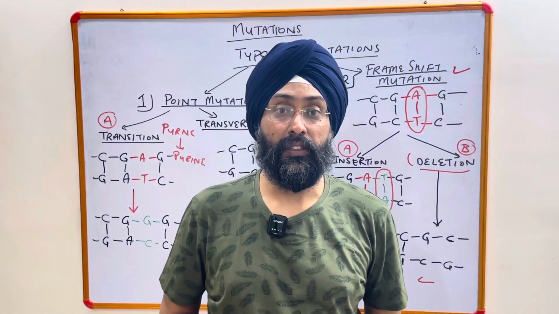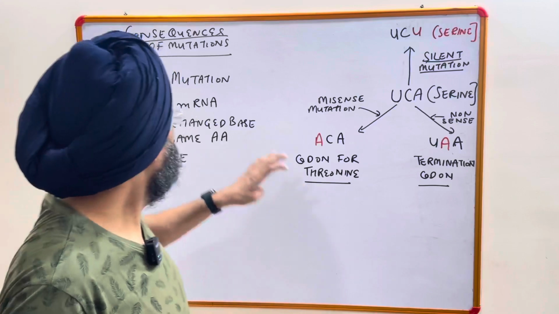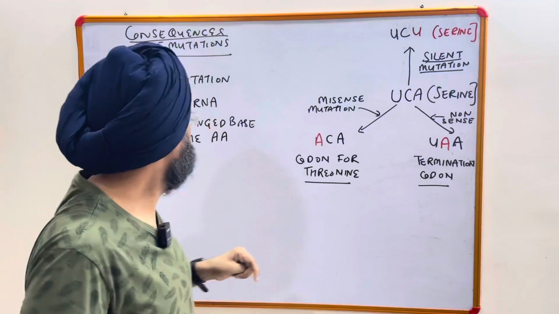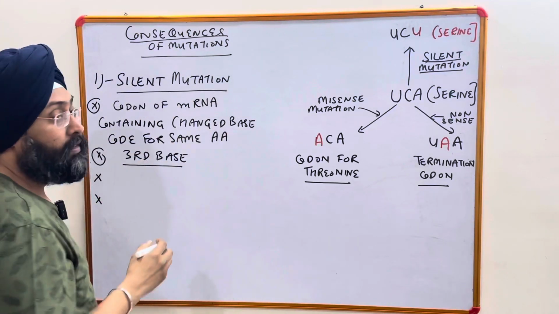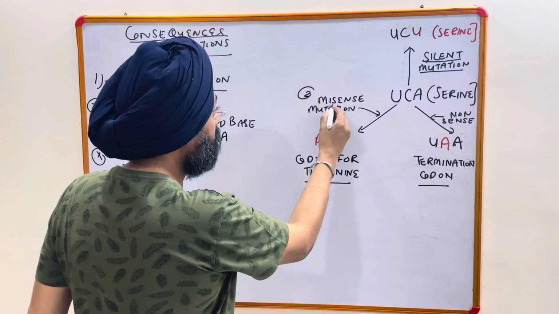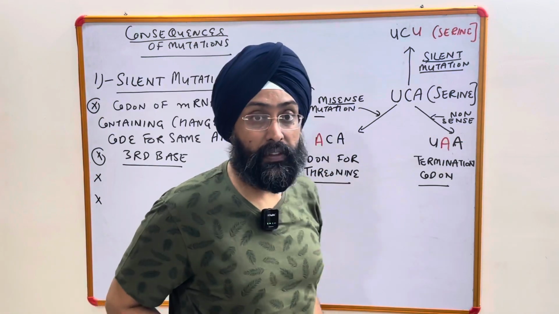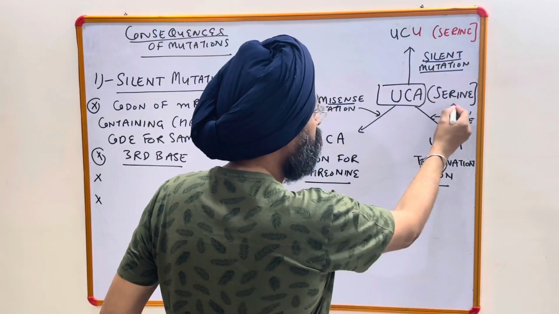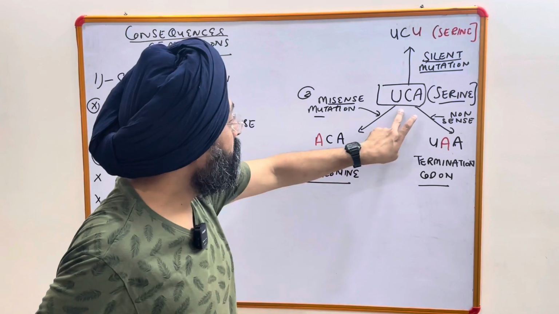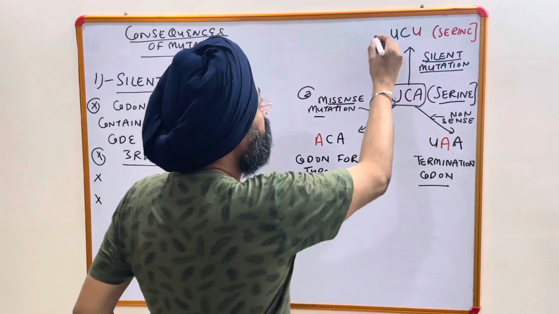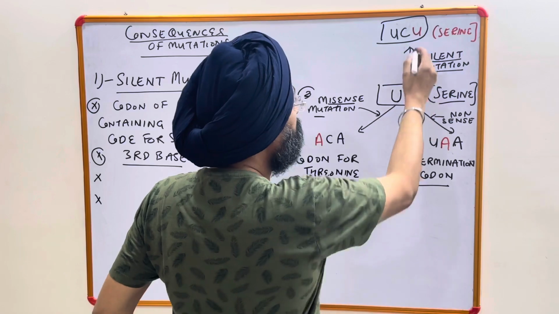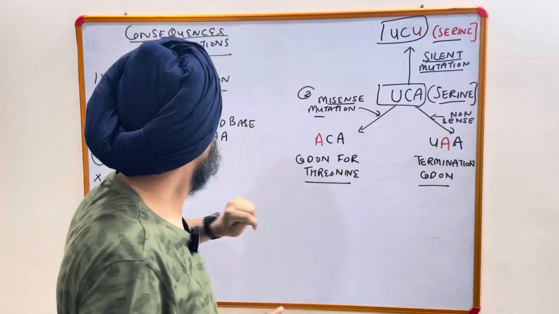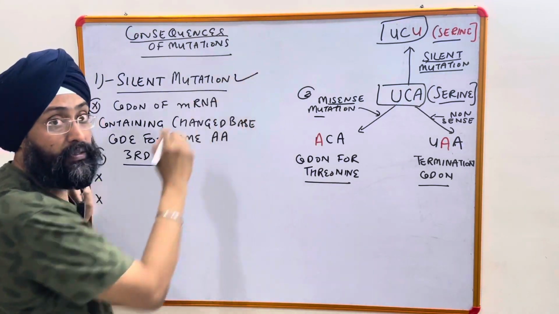Now we'll start with consequences of mutations, right? There can be three consequences. First is that the mutation goes silent, second is that it can go missense, right? And the third is nonsense, right? So first of all, we have the codon UCA that codes for serine, right? In this case, A is replaced with U, and the amino acid remains the same because both code for the amino acid serine, right? So this comes under silent mutation, right?